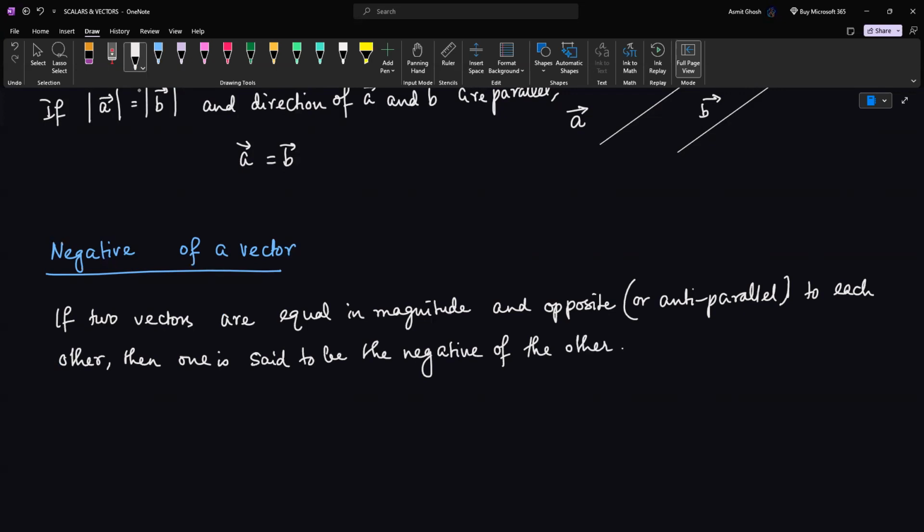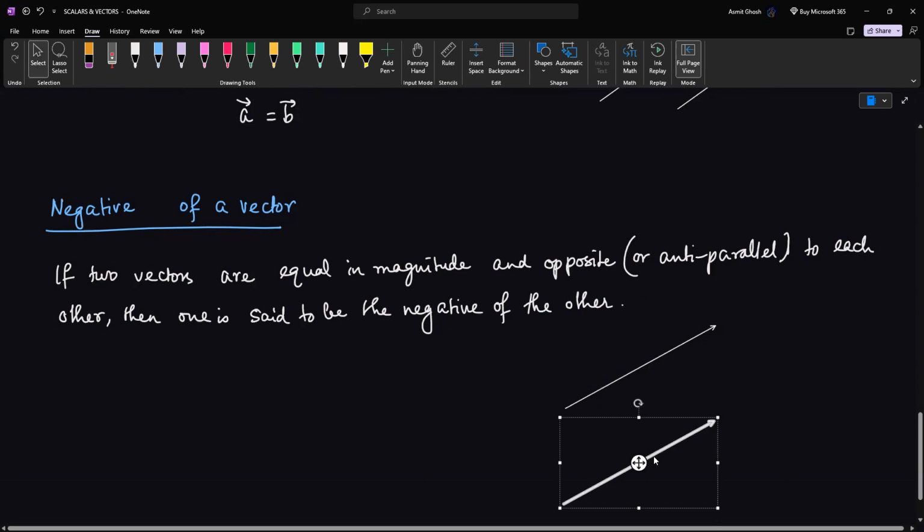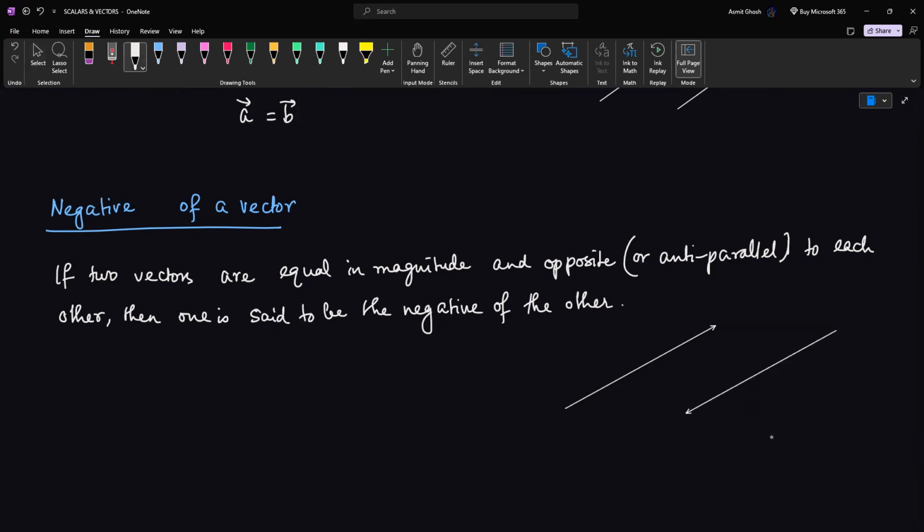the other, which means, let's say we have a certain vector like this, and we have another vector which is parallel in direction, but in the opposite manner. Like these two lines are parallel and equal in length, but the direction is just opposite, which means it is anti-parallel. Okay. So we can say that if this vector is A, this vector is minus A.